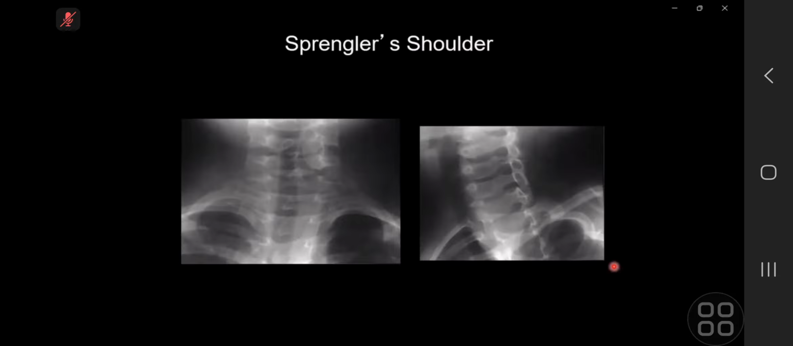In this particular case, you can see the same bone here. So this is that homovertebral bone, which is also in here.